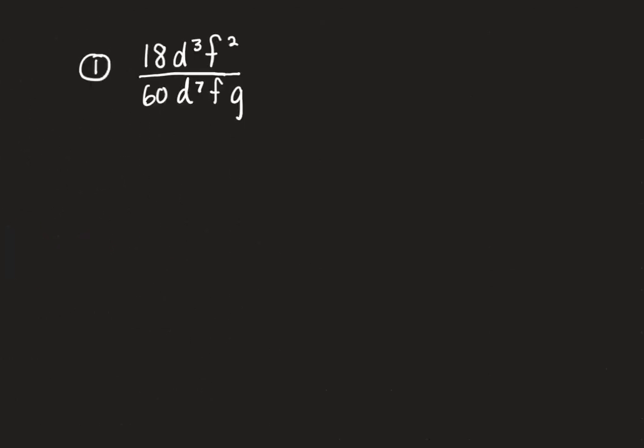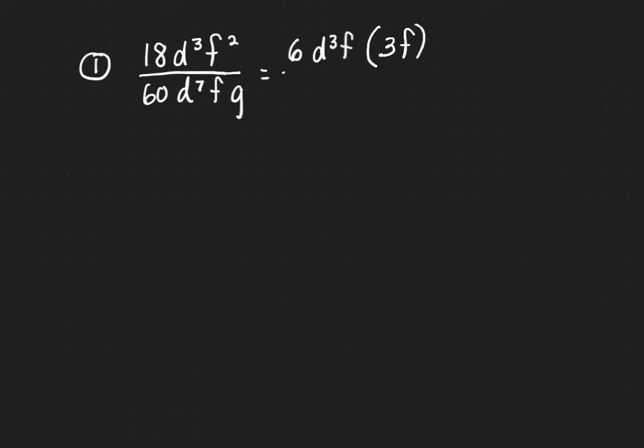Let's identify the greatest common factor of 18d cubed f squared and 60d to the 7th fg. Let's see, 6 goes into 18 and 60. D cubed will go into both of those terms. There's one f in the denominator, 2 in the numerator, so only one f will come out, and there's no g in the numerator. So that's it, 6d cubed f, and what do we have left on top when we divide that out of the numerator? We have 3f left.